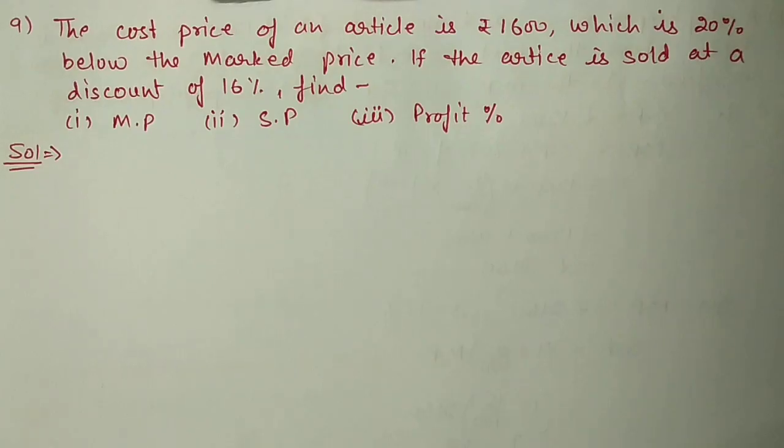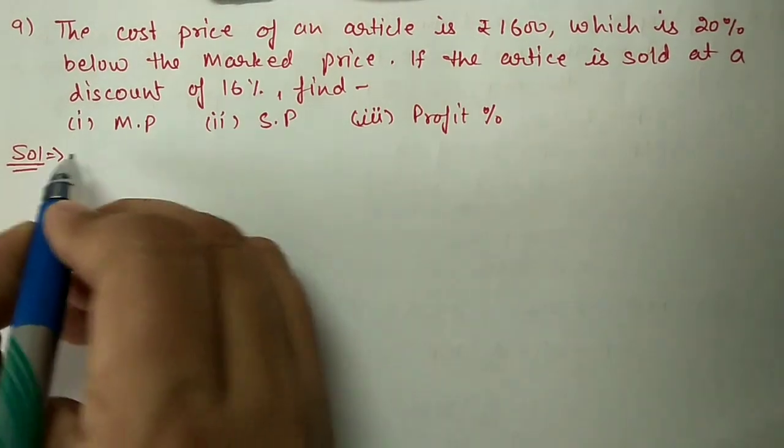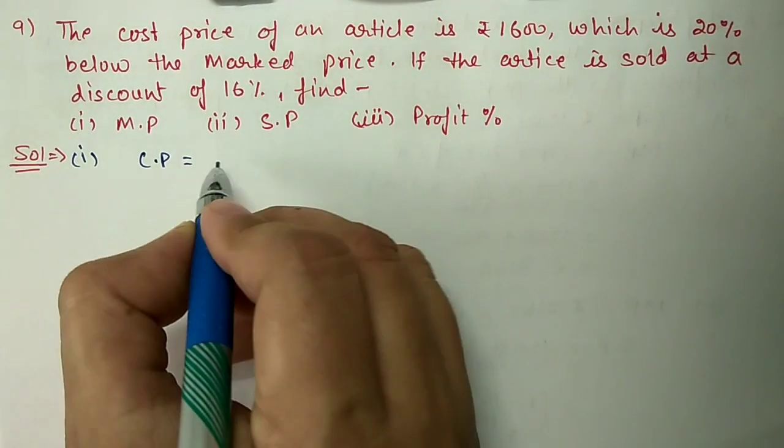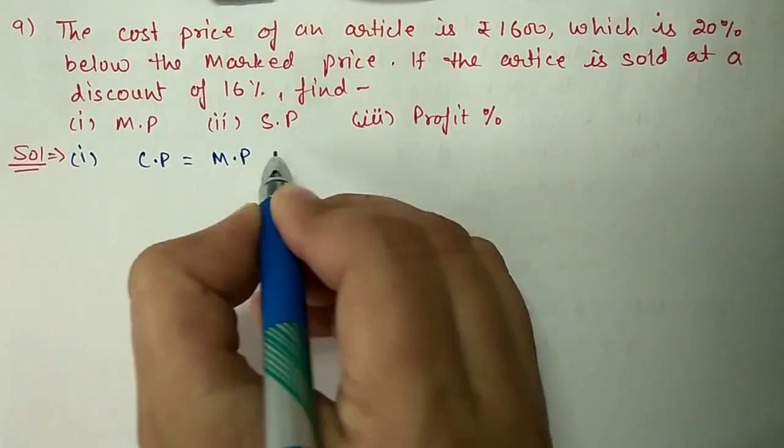Next question number 9. The cost price of an article is 1600 rupees, which is 20% below the mark price. If the article is sold at a discount of 16%, find the mark price, selling price and profit percentage. So first part, it is given cost price is 20% below the mark price.